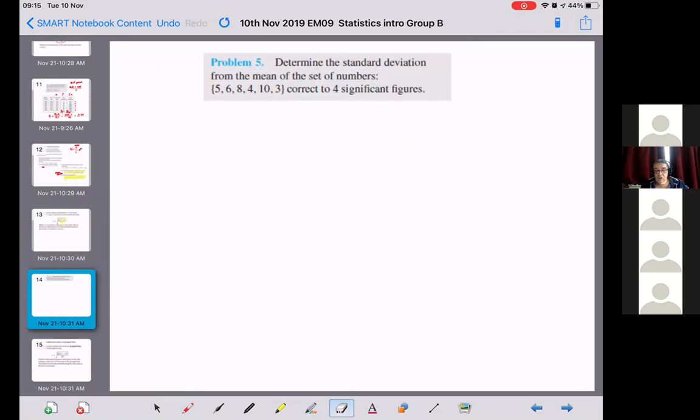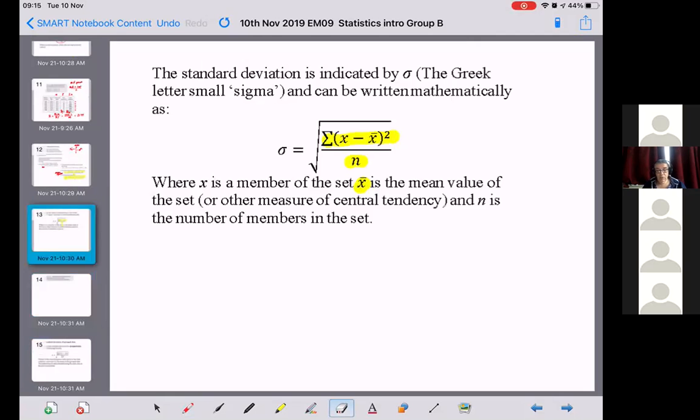Okay, so determine the standard deviation. Sorry, Mike, can you go back one? Yeah, can do, sorry. There we go. Lovely job, thank you.